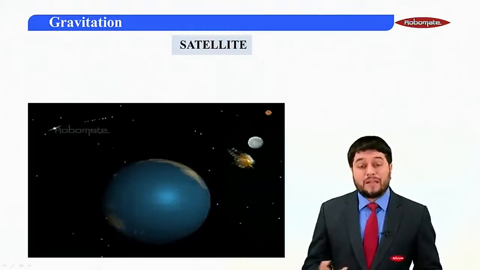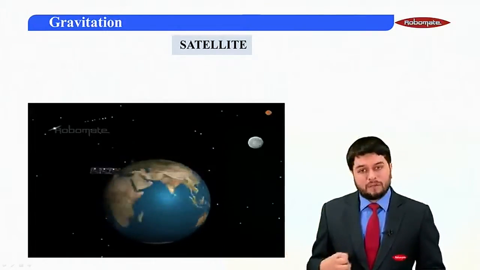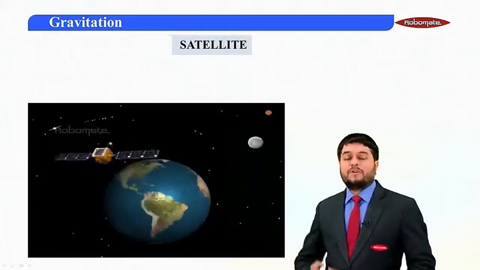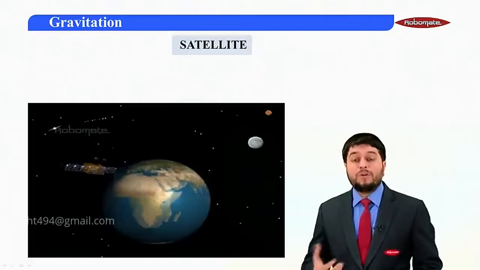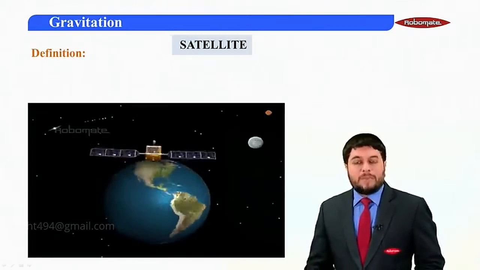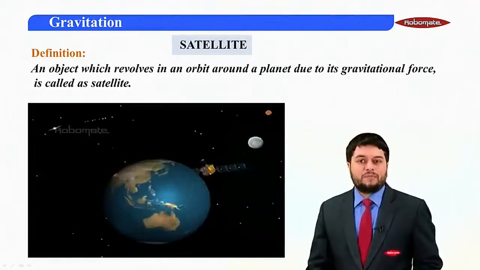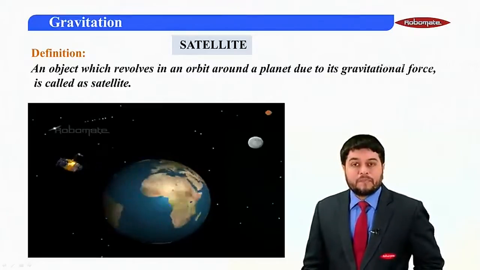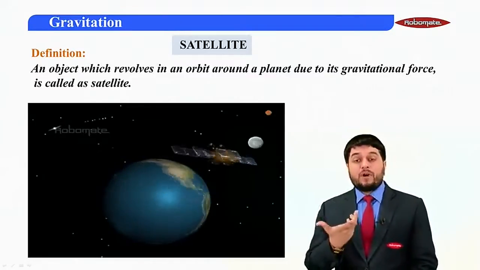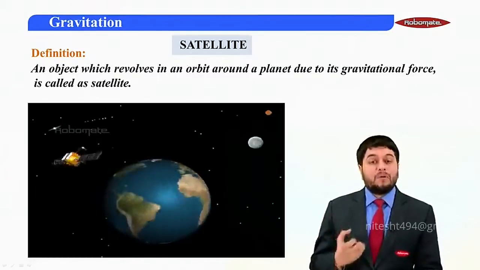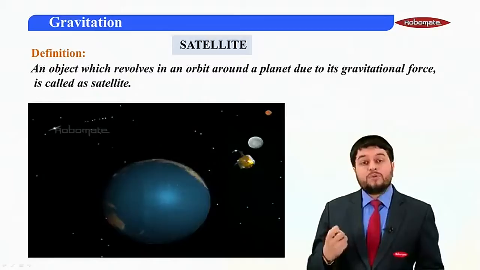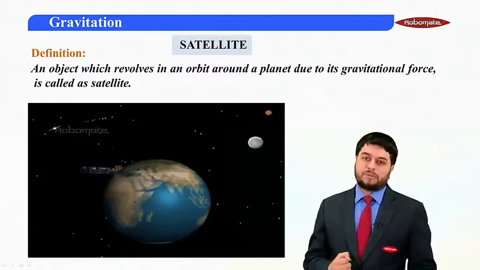There are many satellites which are moving around the earth for communication purposes, for the meteorological department, for defense and so on. So how do you define it? A basic definition of a satellite would be something like this. It's an object which is revolving in an orbit around the planet due to its gravitational force.